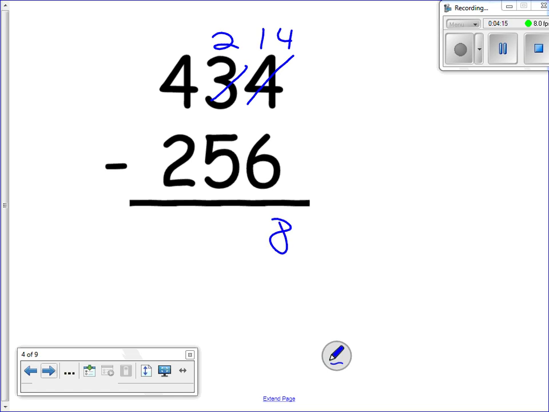Now, can I take 5 from 2? I cannot. So I have to cross this 2 off and make it a 12, just like I did over here with the 4. And then I'll borrow to the left. Everyone see what I just did there? Now 12 minus 5, I have 7. 3 minus 2, I have 1. 178 is my answer.